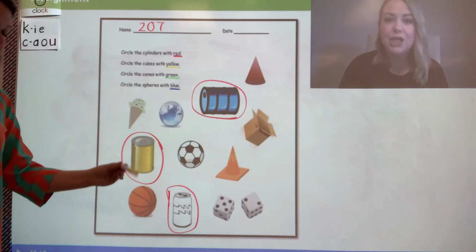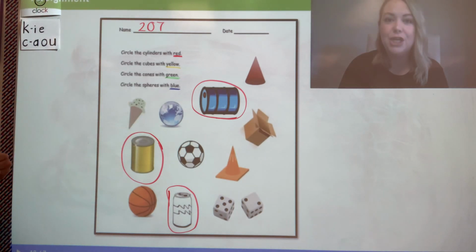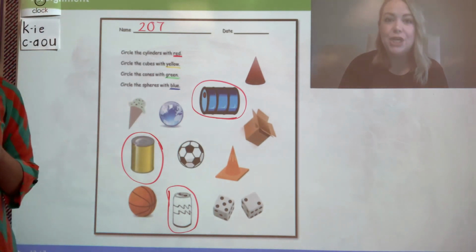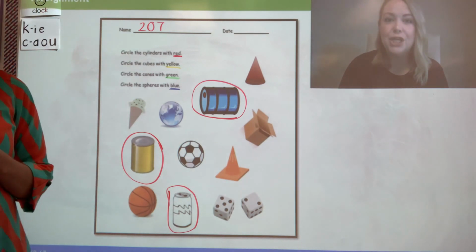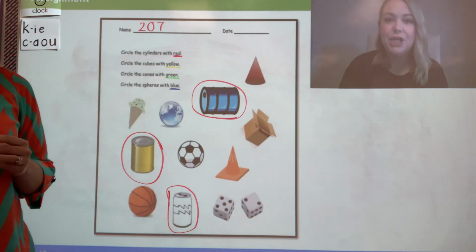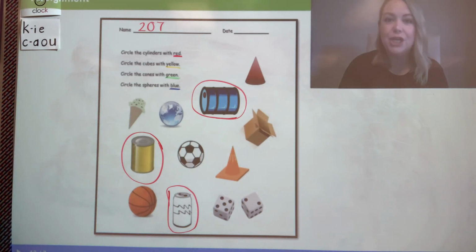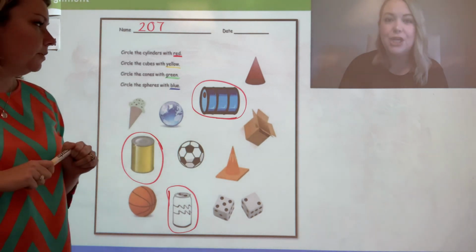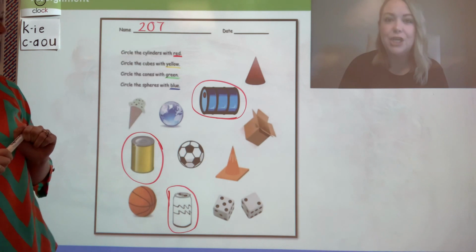Now I want you to take your yellow crayon and circle the objects that are the shape of a cube. Circle the cubes with a yellow crayon. What's your question? I don't have a red crayon, but I have a red marker. You can use that. I'll give us a minute to circle with a yellow crayon all the cubes.